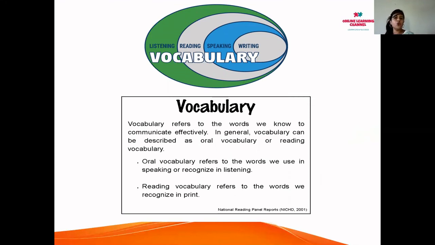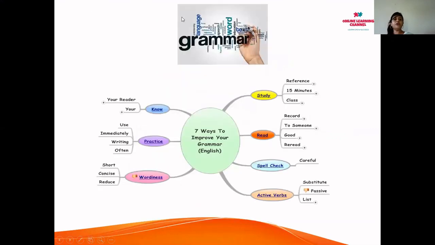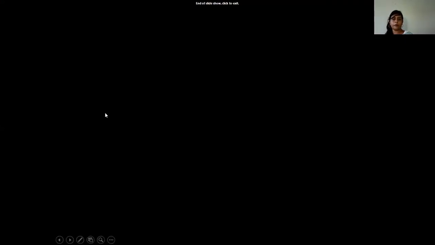Vocabulary refers to the words we know to communicate effectively. In general, vocabulary can be described as oral vocabulary or reading vocabulary. Oral vocabulary refers to the words we use in speaking or recognize in listening. Reading vocabulary refers to the words we recognize in print. All right, I'm going to leave you with 7 ways to improve your grammar.